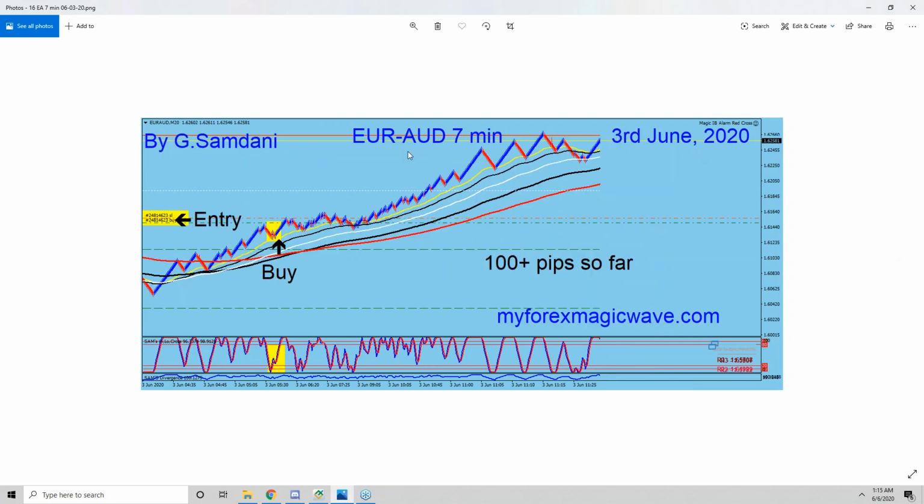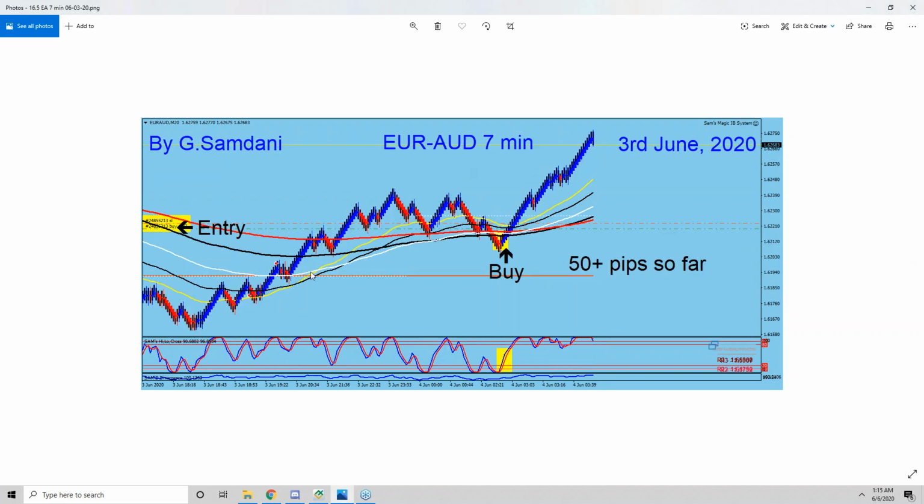And then on the third, Euro Aussie starts retracing and bouncing from a very nice area. Here on the 7-minute chart, 100 pips, I caught it as soon as it makes the turn and becomes bearish. Here's the entry, boom, gone. EURUSD again, it was going up, dipped a little bit, and then continued to the upside on the 3rd.